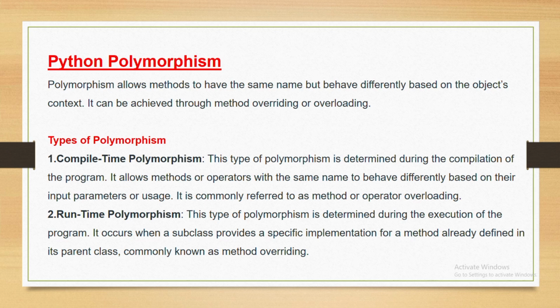The next thing we have is runtime polymorphism. This is a type of polymorphism which is determined during the execution of the program, when the program is running, and it occurs when a subclass provides a specific implementation for a method already defined in a parent class. This is commonly known as method overriding. It means that it overrides a particular method. We are going to see how it works.